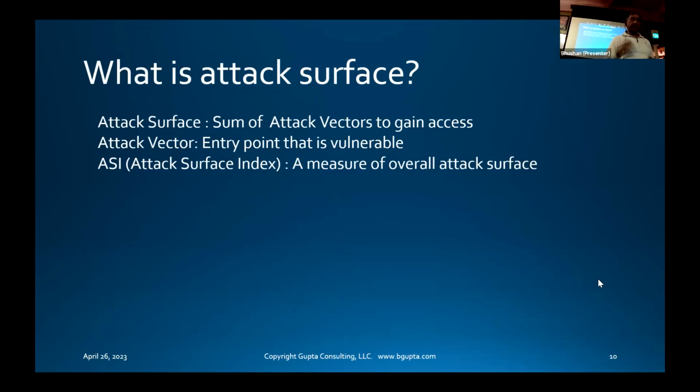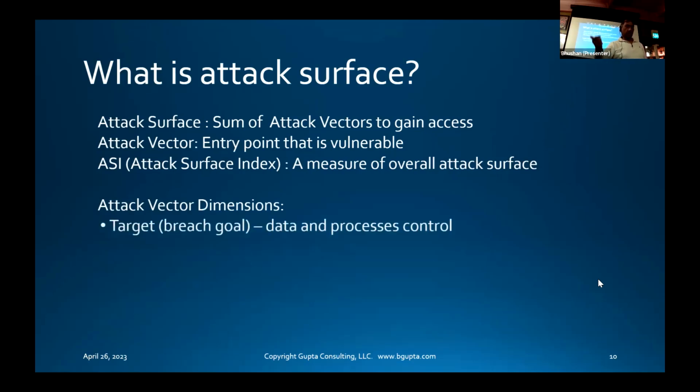So three things which we will talk about. And then when it comes to attack vector, it has different dimensions here. So remember, attack vector has a target. There's always a goal. A hacker has to breach a particular data point. It could be different data in different environments. And there could also be, the hacker may want to control the process.